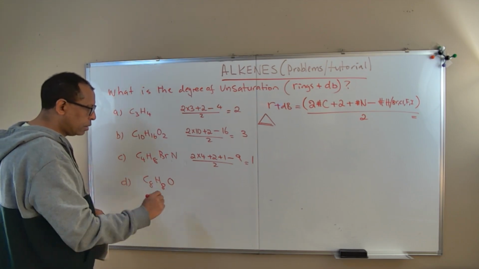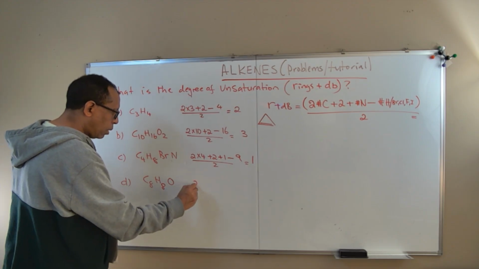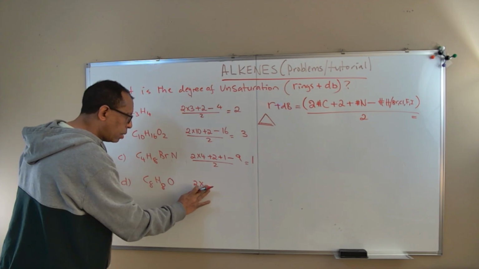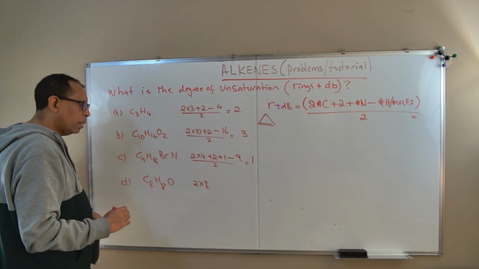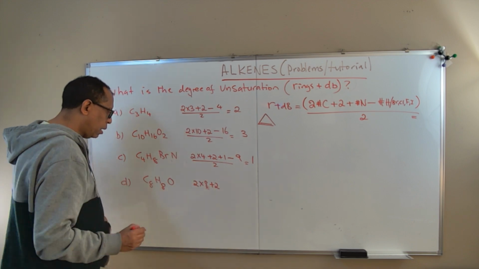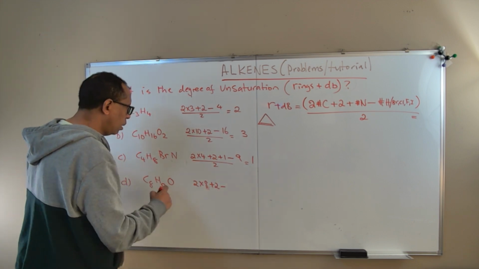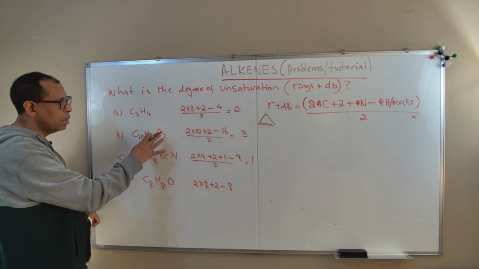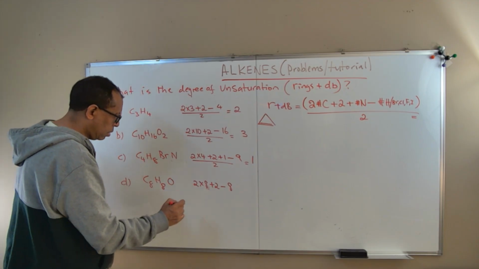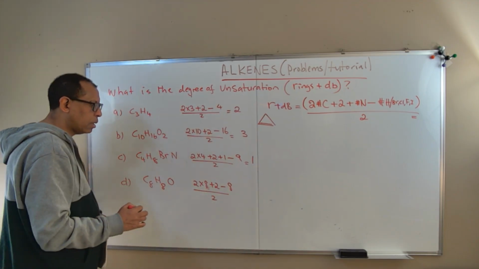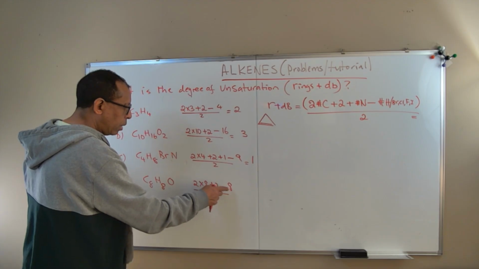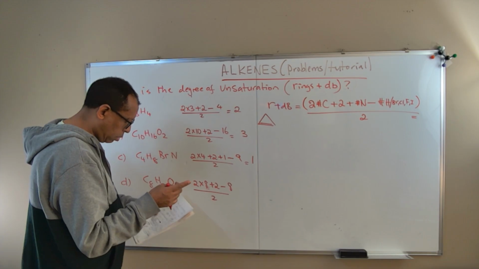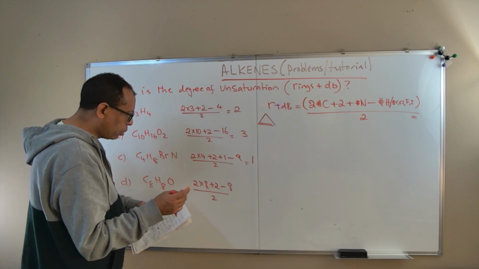C8H8O is 2 times 8, the number of carbons, 8, sorry, that's 16, plus 2, which is 18, minus the number of hydrogens, 8. Oxygen doesn't count, so in the formula you don't consider oxygen. That is 18. 18 minus 8 is 10. 10 over 2 is 5.